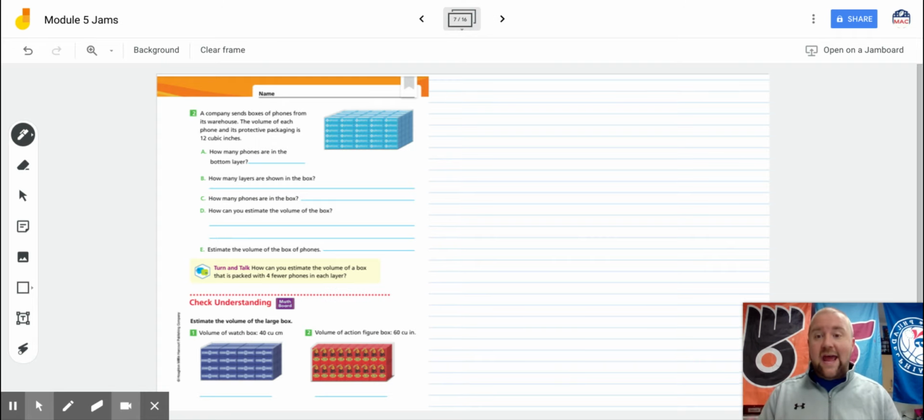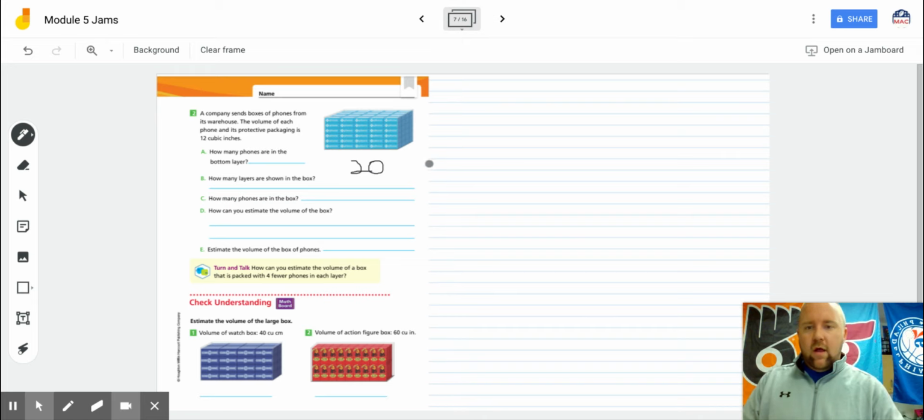And then if we need to now know the volume after we have found how many phones there are, we can do that very easily. Okay. So the question is, how many are in the bottom layer? 1, 2, 3, 4, 5. And there are 1, 2, 3, 4 width. So there are 20 on that bottom layer there.